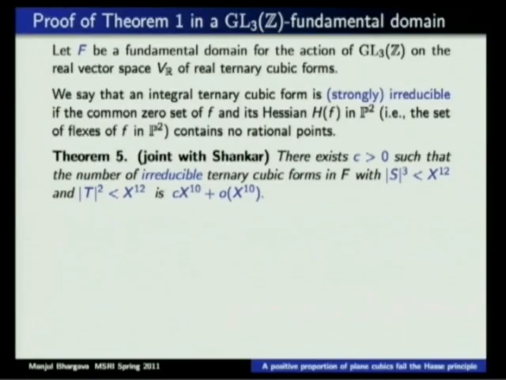Okay. So this is telling you the number of irreducible. Remember, irreducible means that it doesn't have a rational flex. So the number of irreducible ternary cubic forms in the fundamental domain with this property that the invariants are bounded is asymptotically this constant times x to the 10.